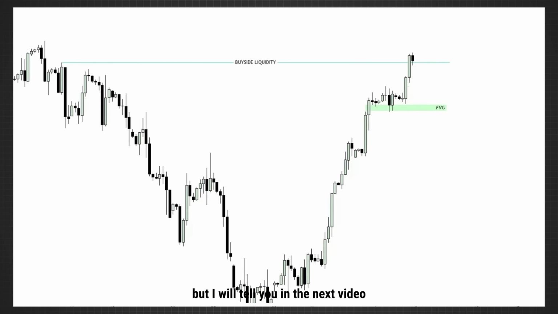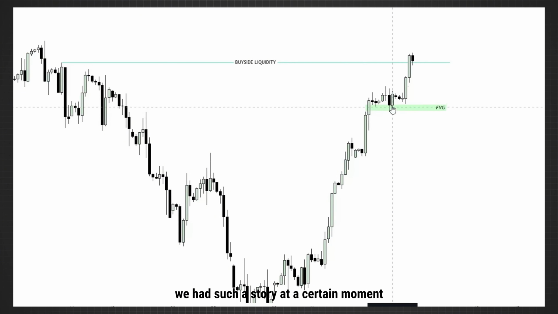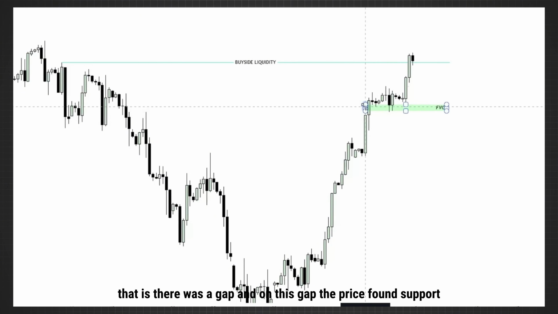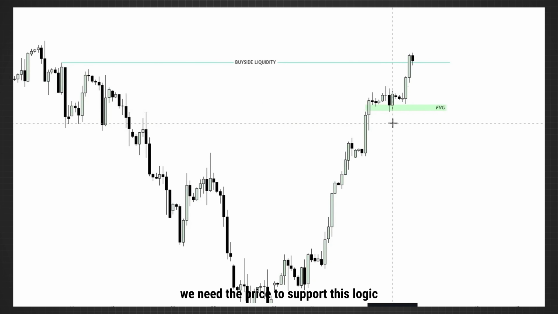But I will tell you in the next video how to assemble a fully prepared hypothesis into a complete context and find entry points based on it. Now you see a 4-hour time frame in front of you. We had such a story at a certain moment. That is, there was a gap. And on this gap, the price found support. That is what I said. If we expect any upward movement, we need the price to support this logic here. The price supported this logic.